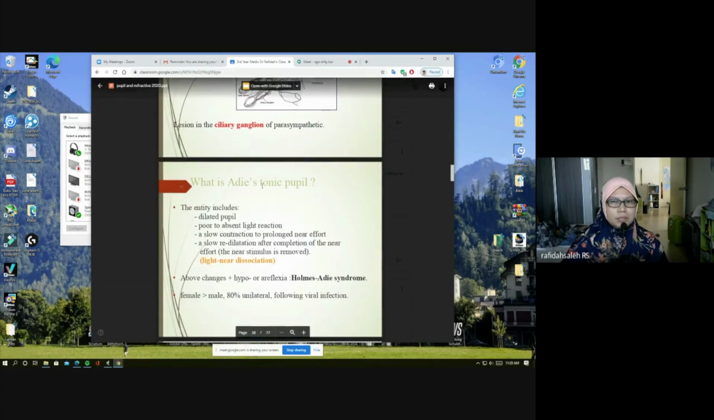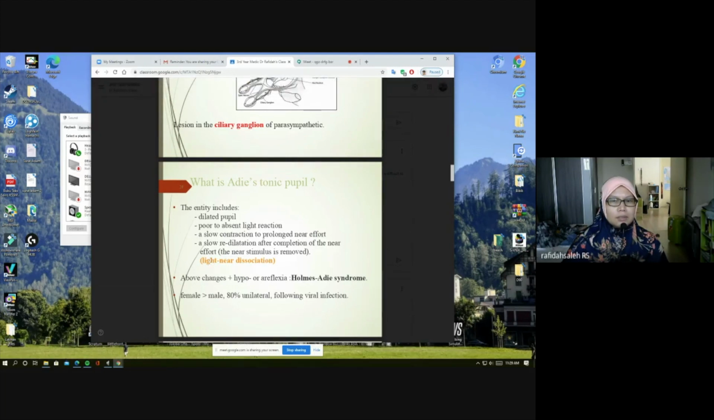So what is an Adie's tonic pupil? It consists of a dilated pupil with poor to absent light reaction, meaning if you shine the torch, it does not constrict. But there is a slow constriction to prolonged near effort, meaning if you give a near object, there is constriction. Slow constriction, and then slow redilatation after completion of the near effort. That's why it is called light-near dissociation.